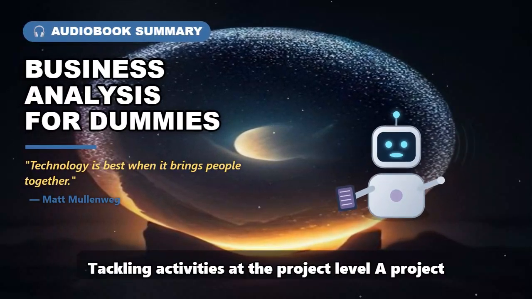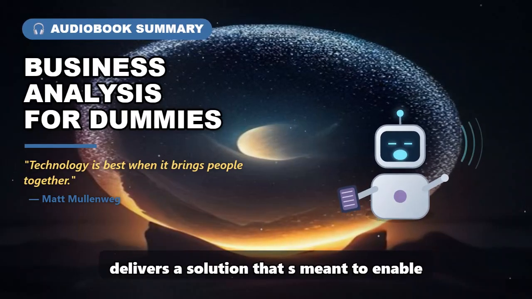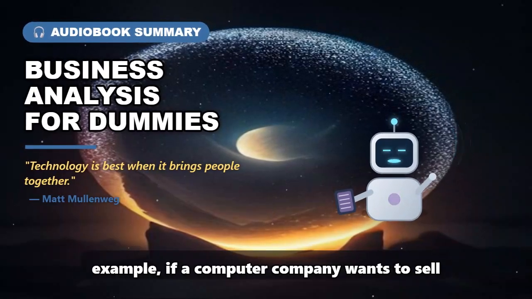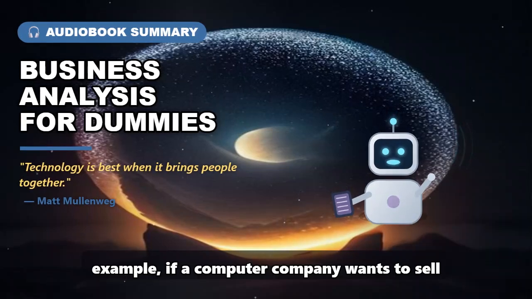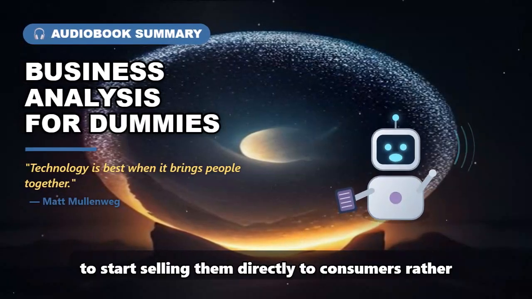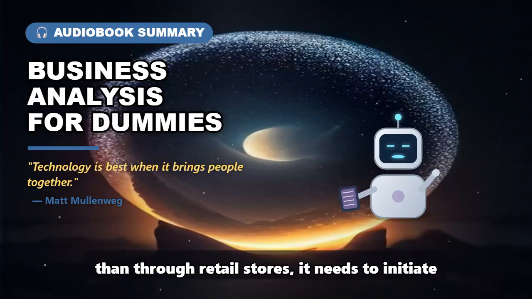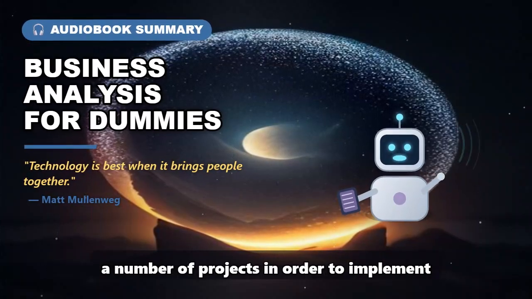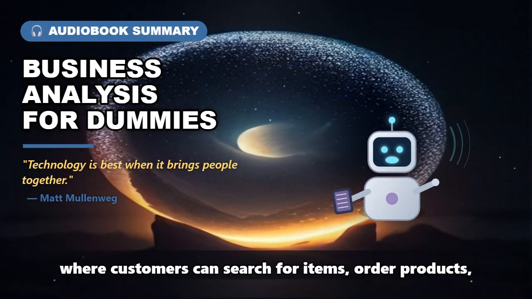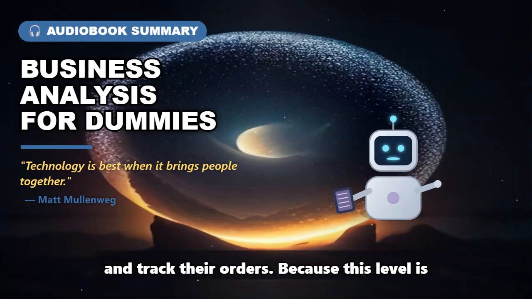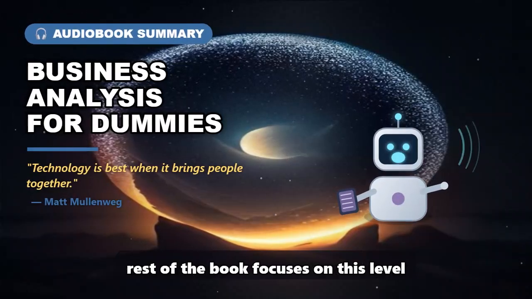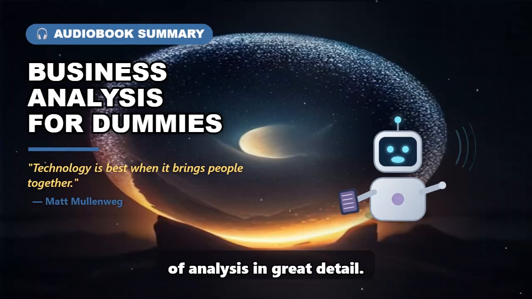Tackling activities at the project level. A project delivers a solution that is meant to enable the operation area to achieve its goals. For example, if a computer company wants to sell more laptop computers and has made a decision to start selling them directly to consumers rather than through retail stores, it needs to initiate a number of projects in order to implement the new goal, such as creating a website where customers can search for items, order products, and track their orders. Because this level is where BAs do most of their work, the rest of the book focuses on this level of analysis in great detail.